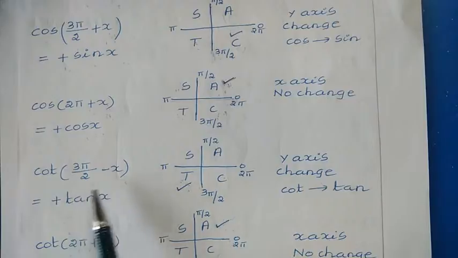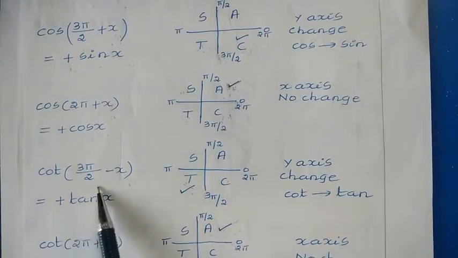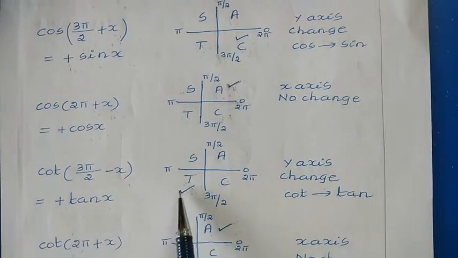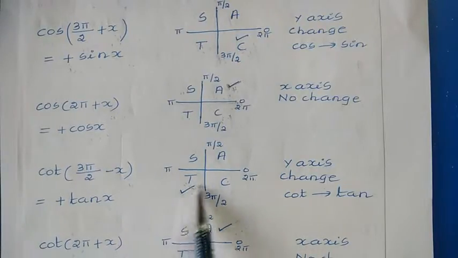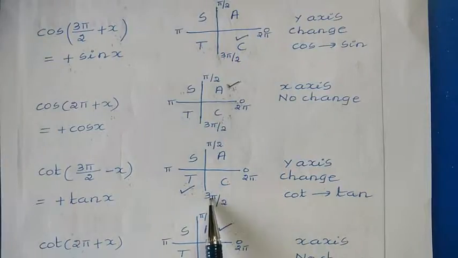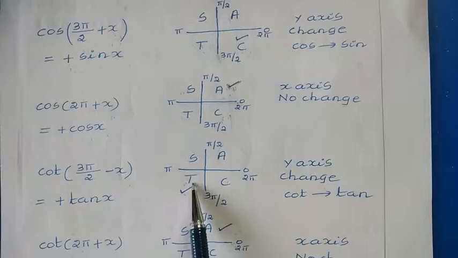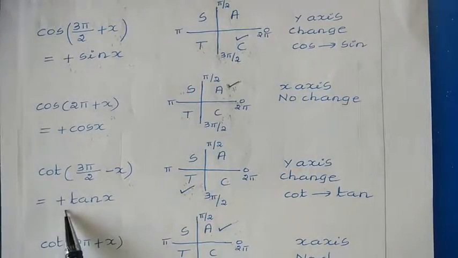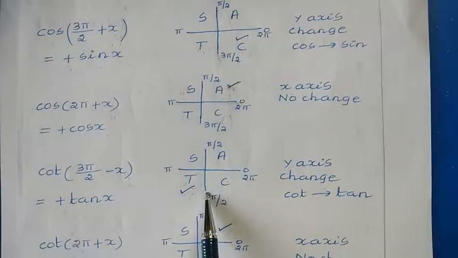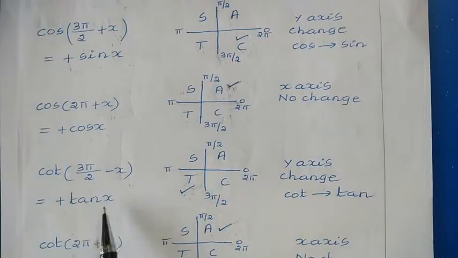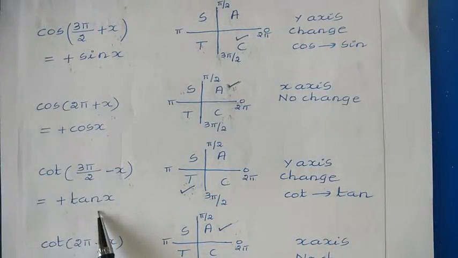Then cot of 3 pi by 2 minus x. Here we are on the third quadrant. Minus x we have. That means we are on the third quadrant itself. 3 pi by 2 minus x, you are deducting some angle from this one, so you will reach the third quadrant. And on the third quadrant, tan and cot are positive. So here you have to put the plus sign. And this 3 pi by 2 is located on the y-axis. That means there is a change. So cot becomes tan. So we get here tan x.